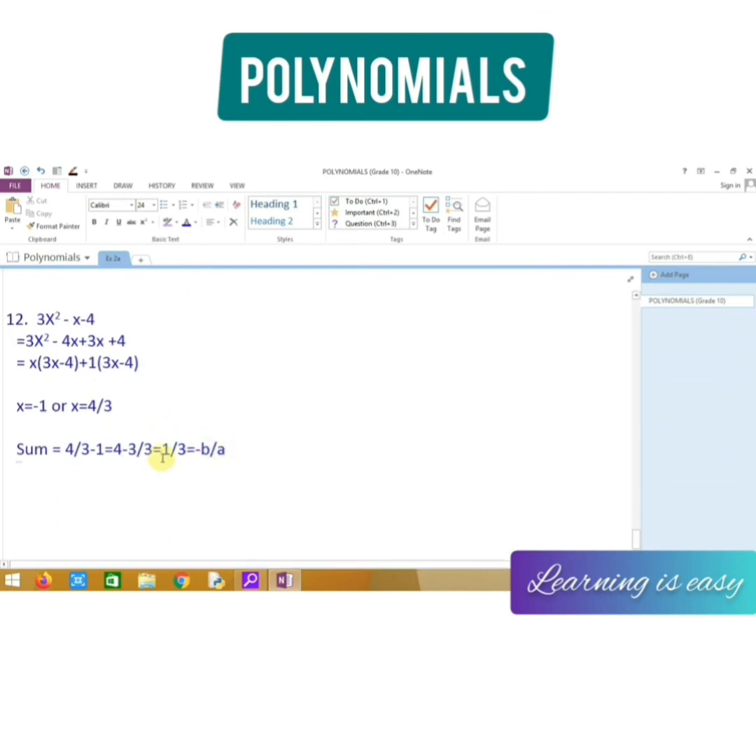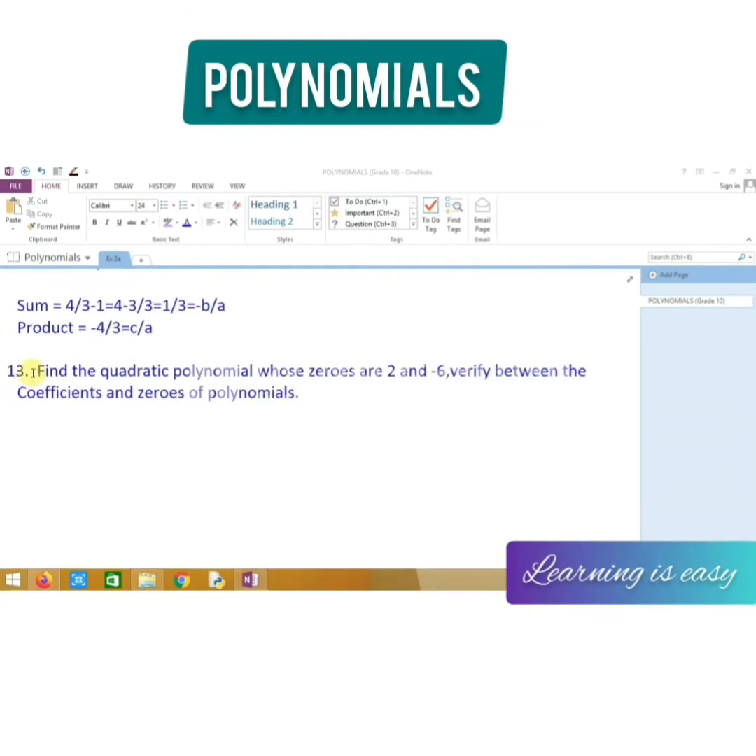Next, the product of zeros, we need to multiply. That's going to be minus 1 into 4 by 3, which is minus 4 by 3. So if you can see there, it matches with c by a. The value of the constant is minus 4 and the coefficient of x squared is 3. Hence verified. Next, question 13. Find the quadratic polynomials whose zeros are 2 and minus 6. Verify the relationship between the coefficients and zeros of the polynomials.